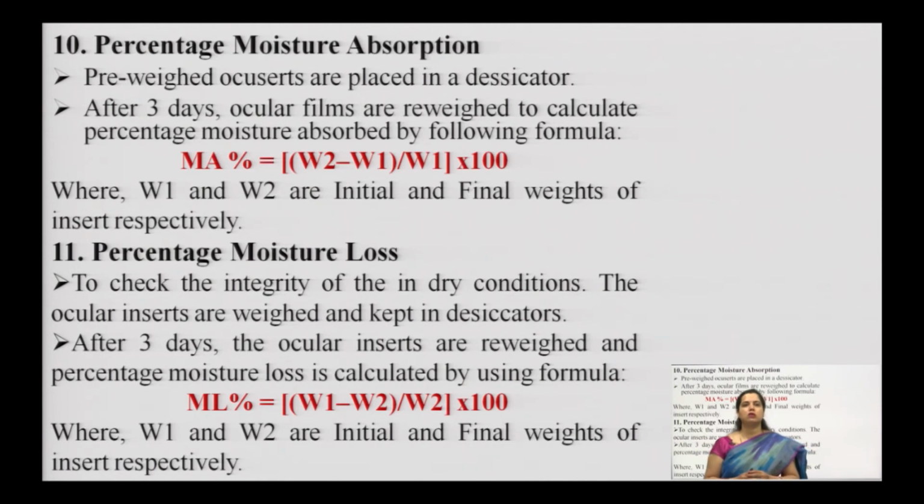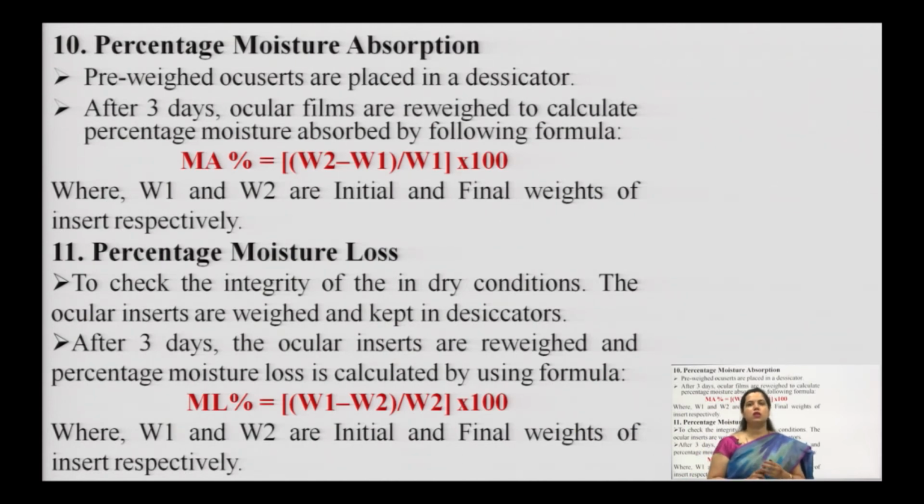So, pre-weighed occluserts are placed in a desiccator. After keeping these occluserts for 3 days, the ocular films are reweighed to calculate percent moisture absorbed by the following formula, right. Percent moisture absorbed can be calculated using W2 minus W1 divided by W1 into 100, where W1 and W2 are the initial and final weights of the insert respectively. So, there is a slight difference between percent swelling and moisture absorption.